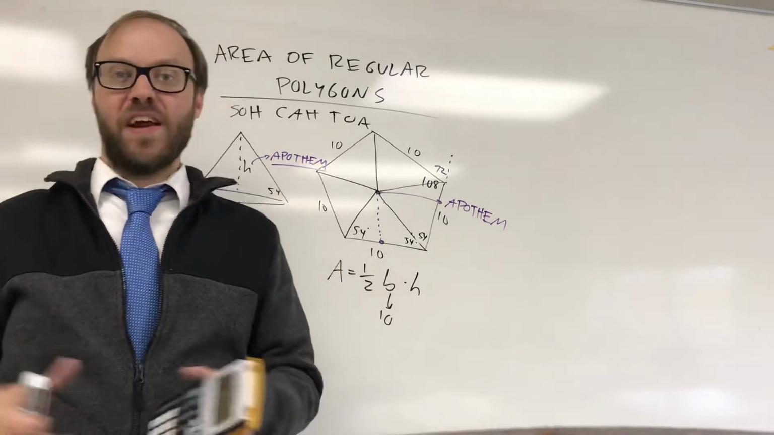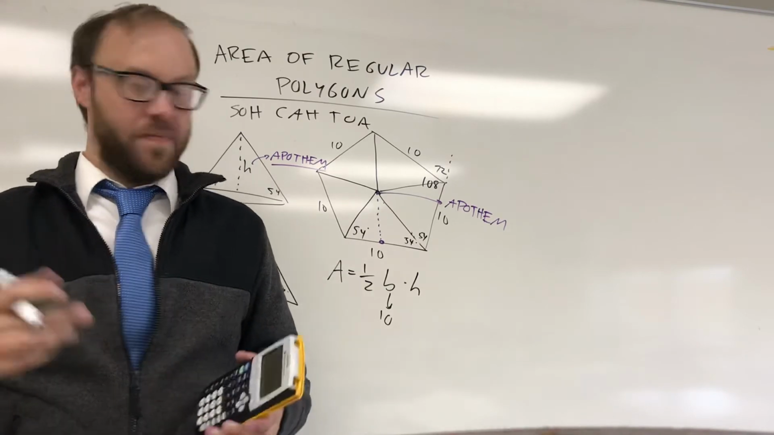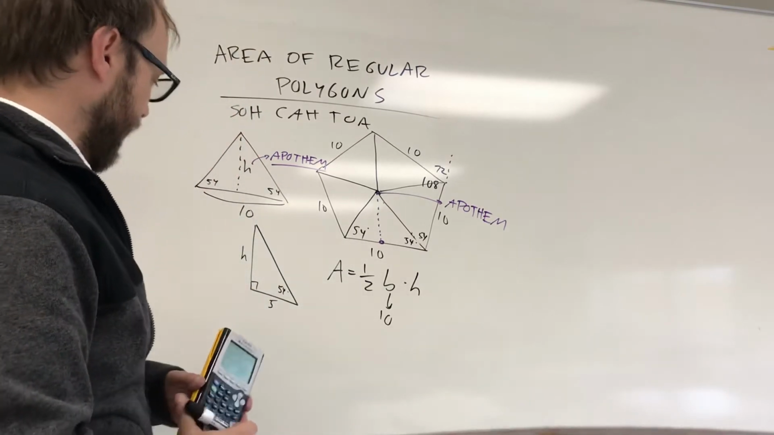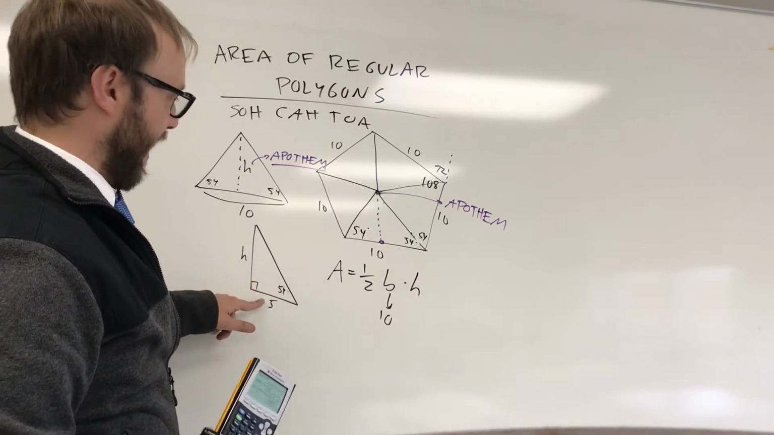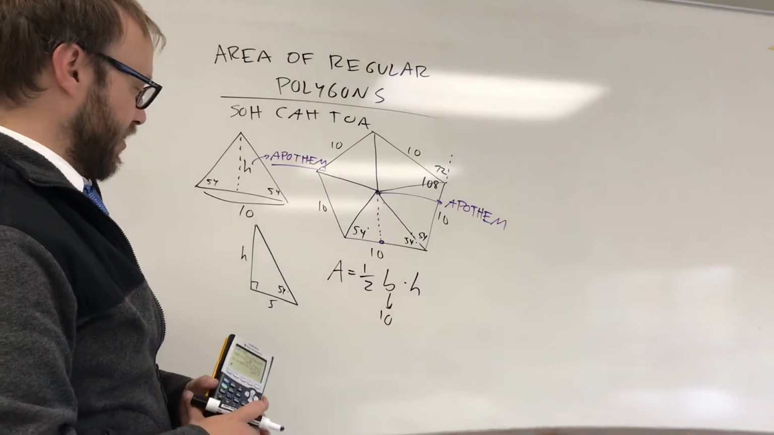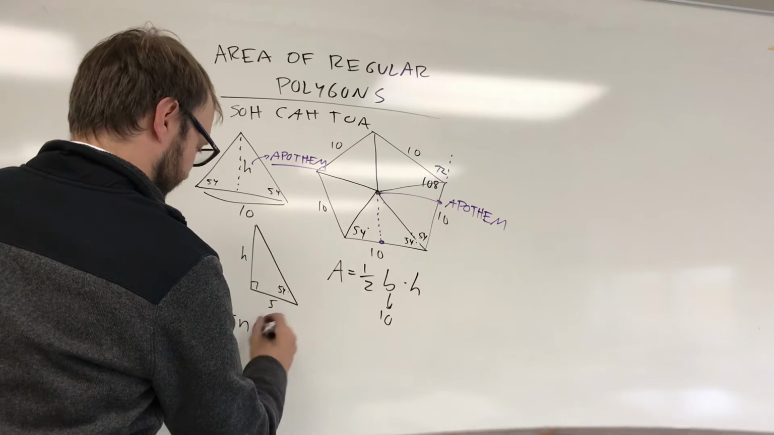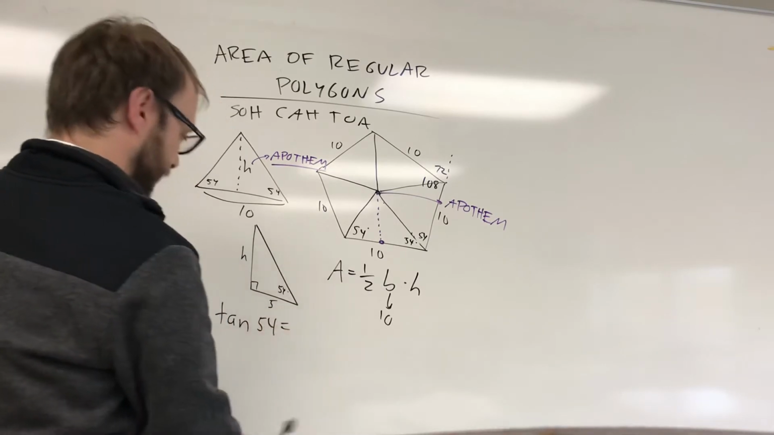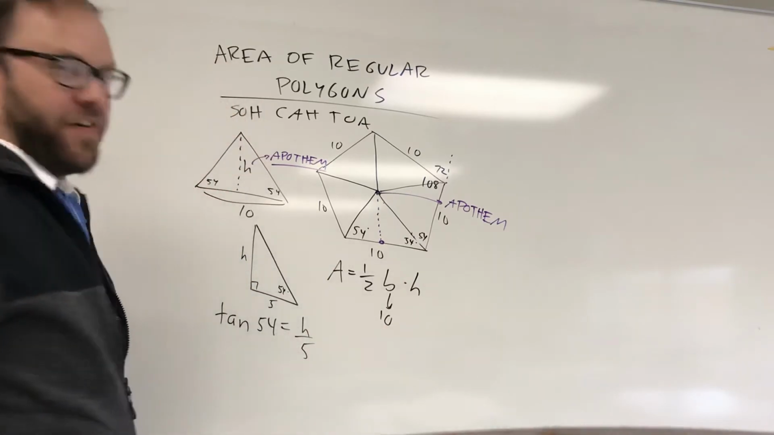Remember, when you work with trig, you're going to have an angle, and you're going to have 2 sides of a right triangle. One of those will usually be a variable, and that's what we have here. So notice I have the opposite side, and I have the adjacent side. Opposite and adjacent is a tangent relationship. So I'm going to write the trig equation here. The tangent of 54 is equal to the opposite side over the adjacent side. That's h over 5.